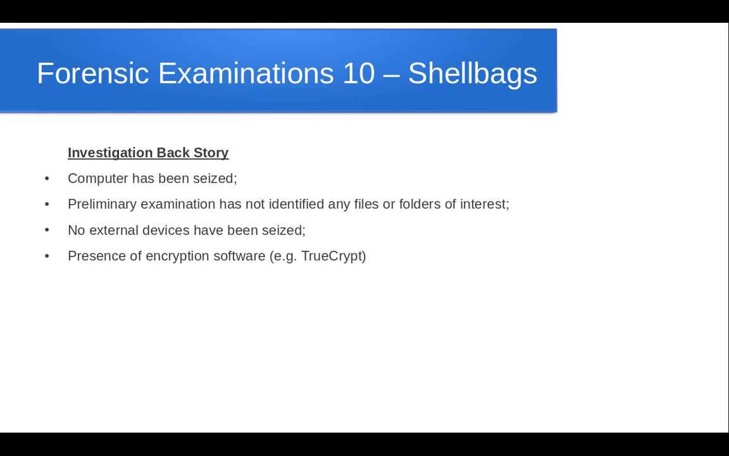Okay, so we haven't identified anything of interest at the moment. No external devices have been seized. You've also noticed that there's an encryption software installed, so as an example, we'll say TrueCrypt. Now, what I'm going to show is that by examining the Shellbags registry entries, we had previously had on the desktop of the suspect machine a couple of folders, and also there's evidence that an external device has been connected.